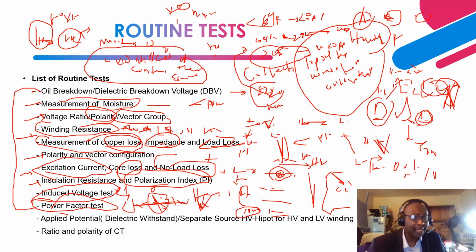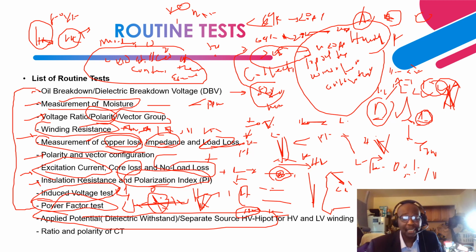Next is applied potential. That is hipot, they call it separate source. Basically what you're doing is determining the performance of the major insulation as well. That testing is done for the high voltage side and also for the low voltage side.